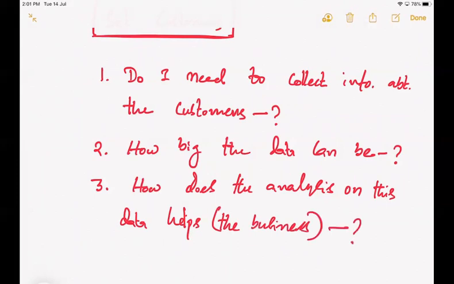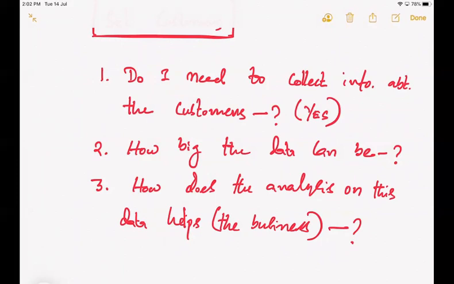So let us answer one by one quickly for the examples we have just discussed. Do I need to collect the data from my customers or about my customers? The answer is always going to be yes, because you are not spending anything extra to collect that information. As for storage, yes, that can be a thing, but if that adds value to your business and helps you generate more revenue, storage should not be a problem.